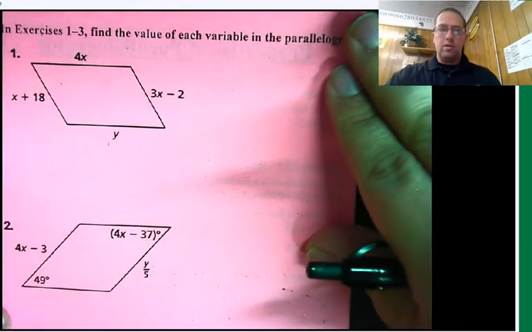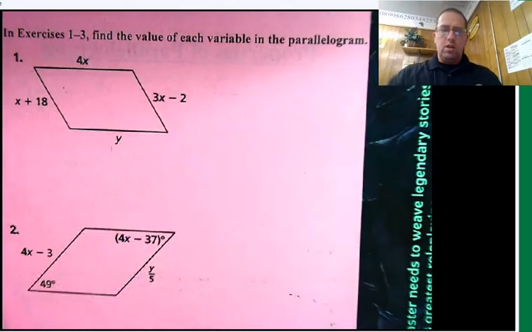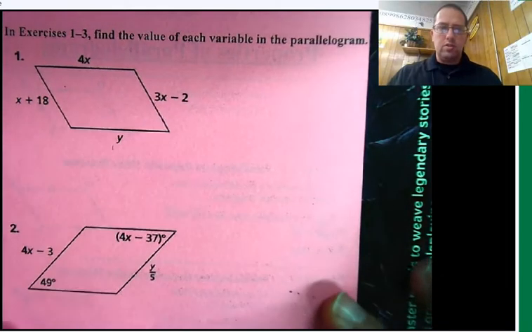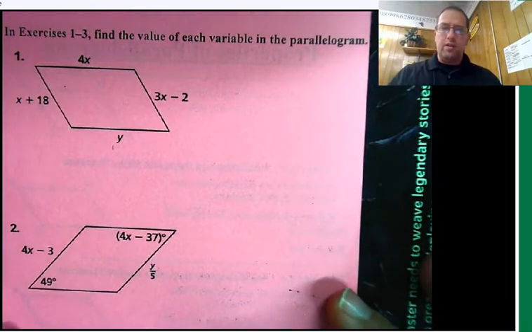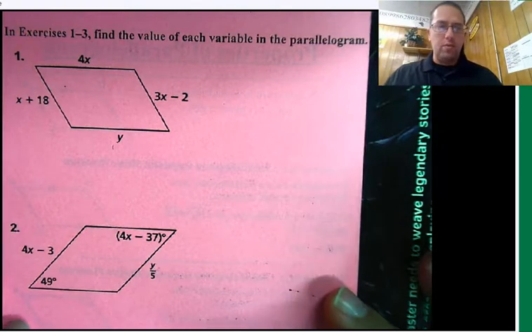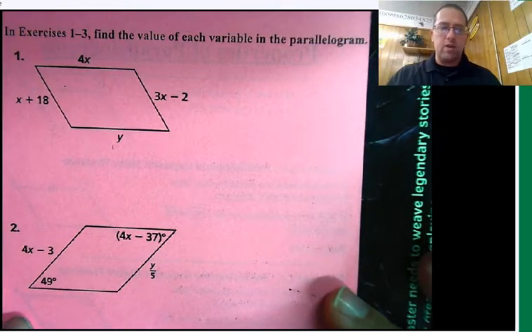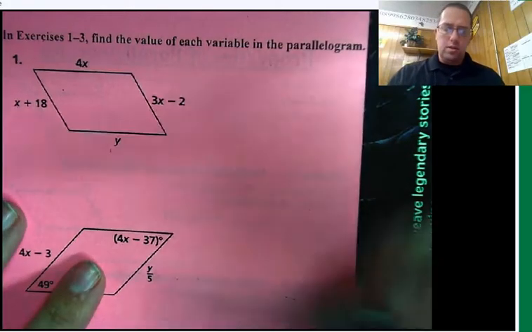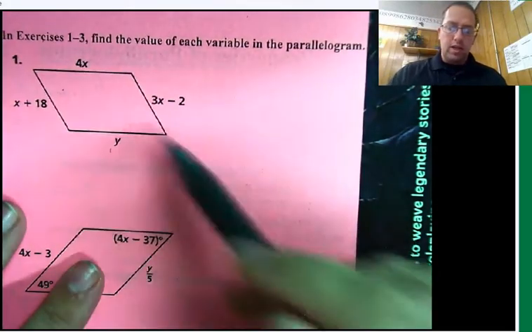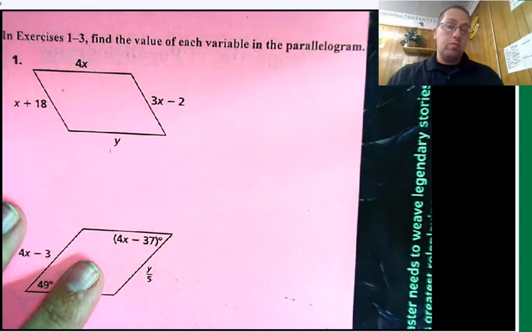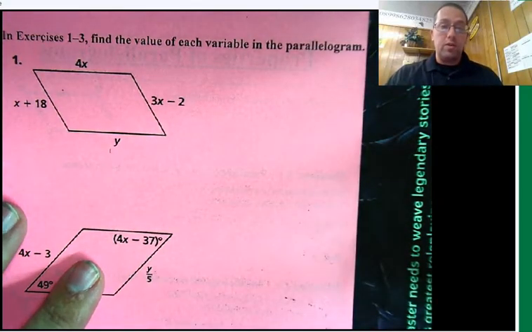All right. So let's take a look at this. Let's do some examples. See what we can do with this. Okay, so exercises 1 through 3. Find the value of each variable in the parallelogram. All right, so looking at number 1, we have some x's and we have a y. All right, so these are all on the sides, which we can do because we know that the opposite sides are going to be parallel.